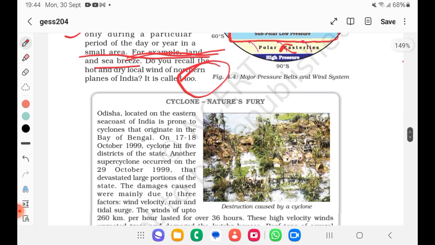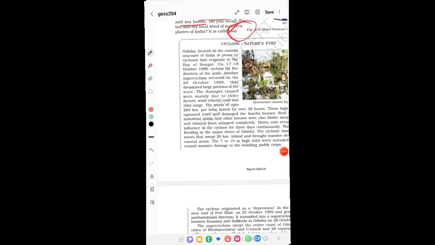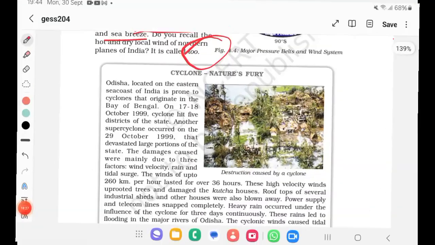Okay, so now, after explaining a little, we have cyclone. We'll see it.